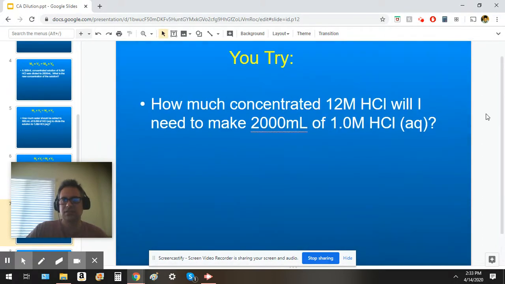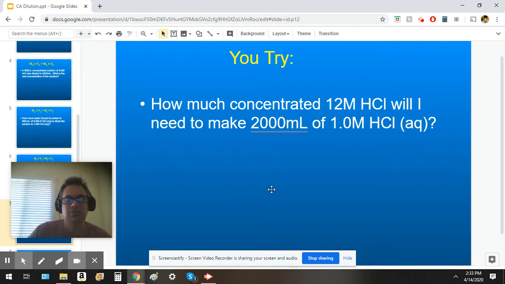All right, last. Can you do this? Let's have you try. Pause the video after you read this, but how much concentrated 12 molar hydrochloric acid will I need in order to make 2,000 milliliters of a 1 molar hydrochloric acid solution? So we're diluting the 12 molar solution. The question is, how much of that concentrated solution do we start with and then add a whole mess of water in order to get to the 2,000 milliliter mark? Pause it and figure it out.